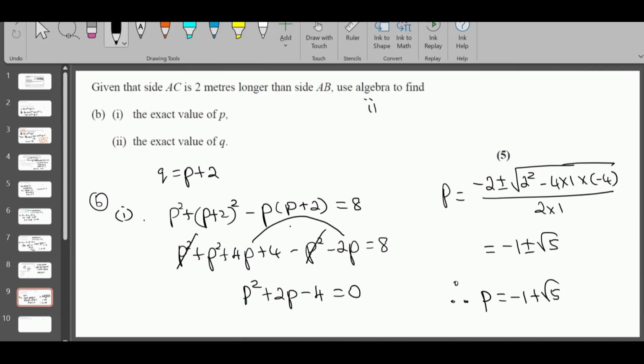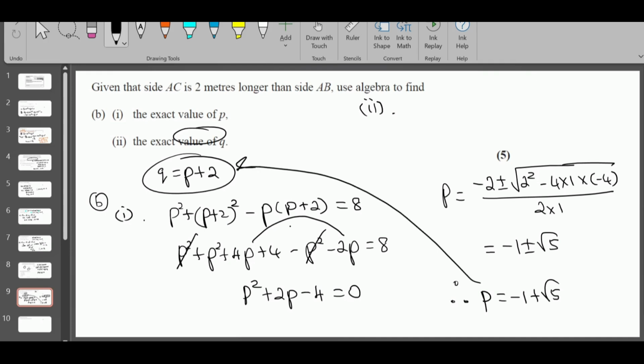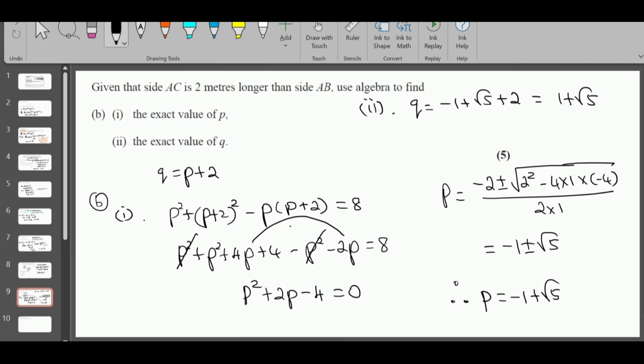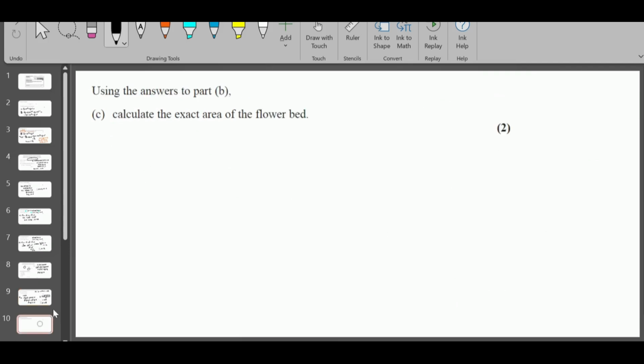And for part ii, they want you to find q, so sub in the p value here. So q is minus 1 plus root 5 plus 2. That's going to be 1 plus root 5, because minus 1 plus 2 is just 1. That's all.